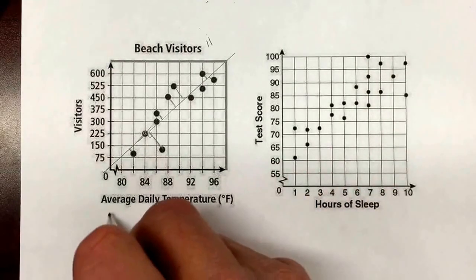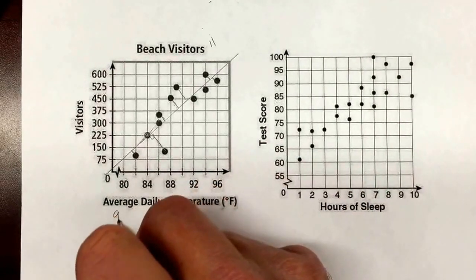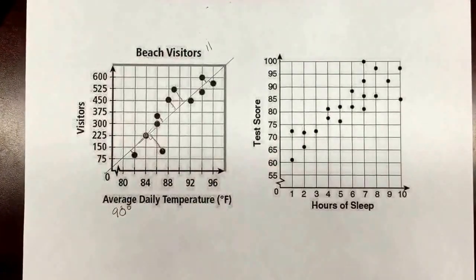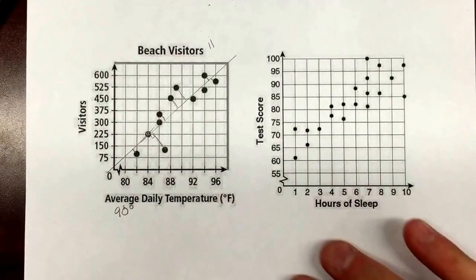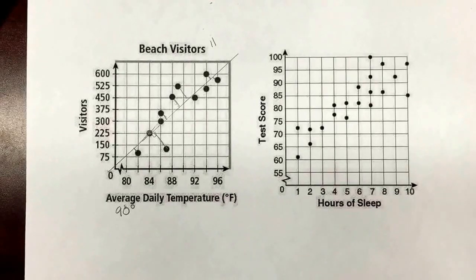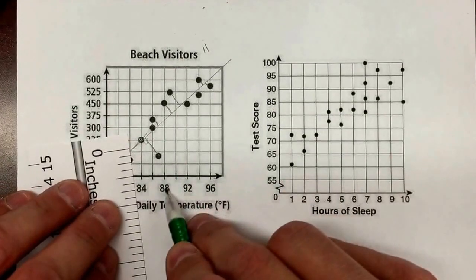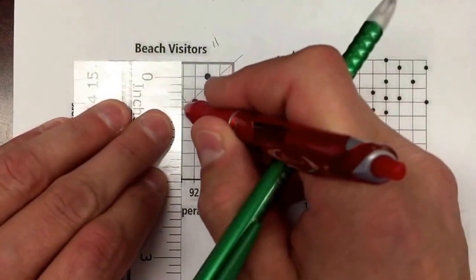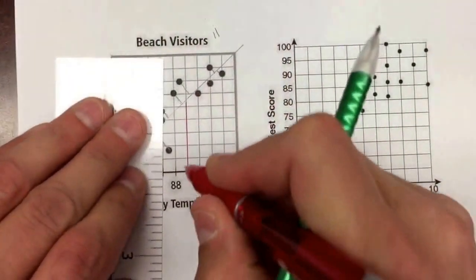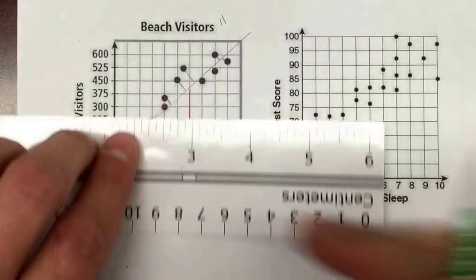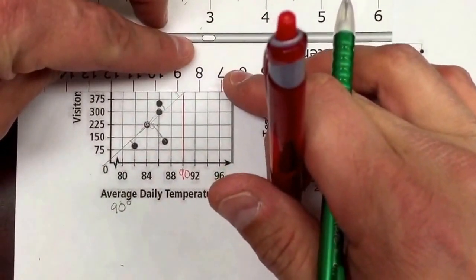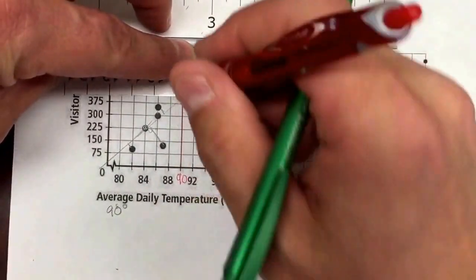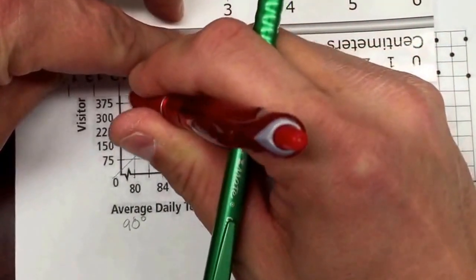Now let's make a prediction. The prediction is going to be for a 90-degree day. You remember the prediction is usually given for something that we don't have. So on a 90-degree day, we go with this. 88 to 92, 90's right here. So I'm going to go up and hit the line from 90 degrees. 90's right here. And then go over from there until it hits the y-axis like this.